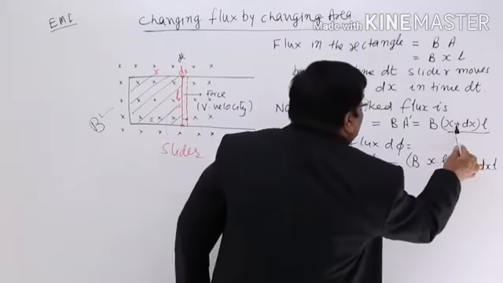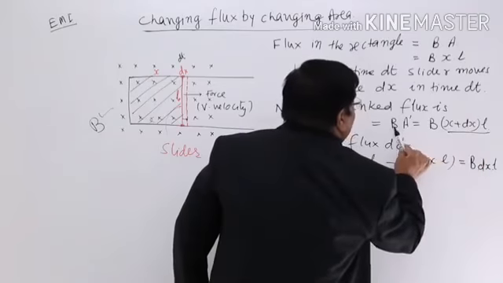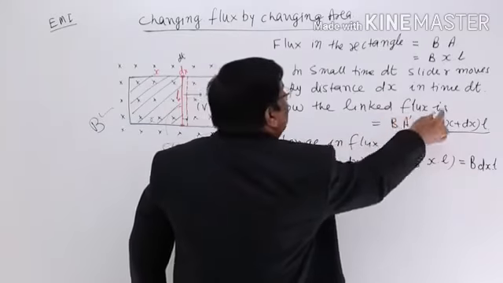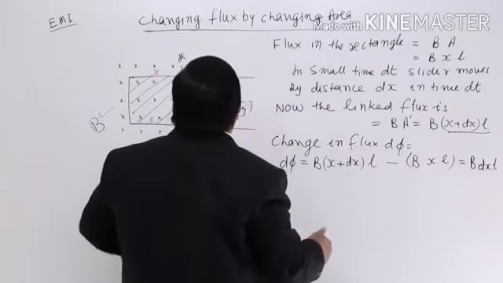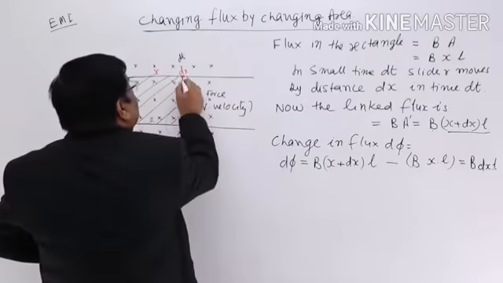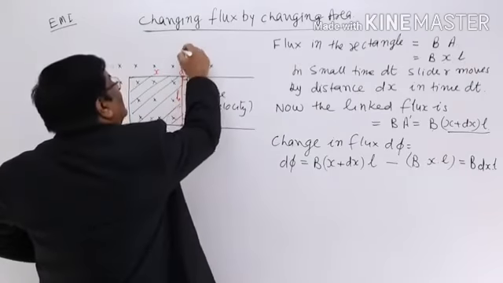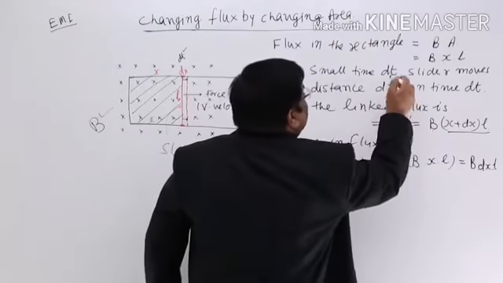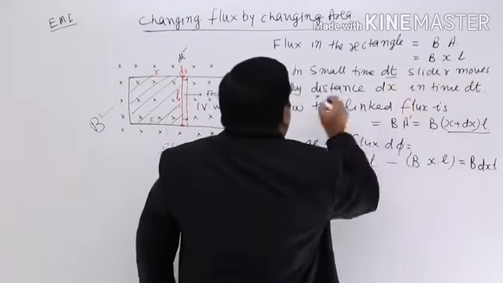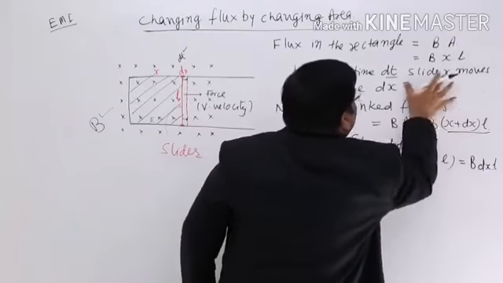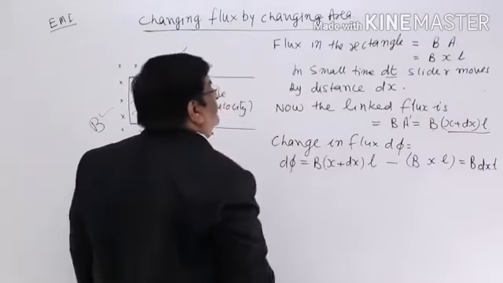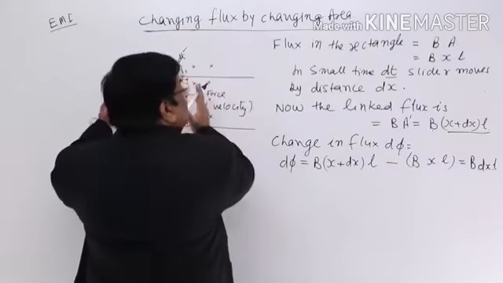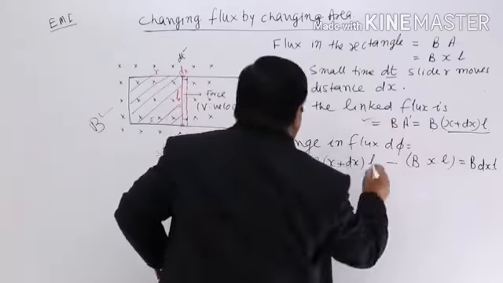So, if we multiply this new area with B, what do we get? The new flux, the flux linked after the motion. How much has it moved? The distance dx. How much time has it taken? dt. So, in a small time dt, the slider moves by the distance dx. Now, the linked flux is for the new area.